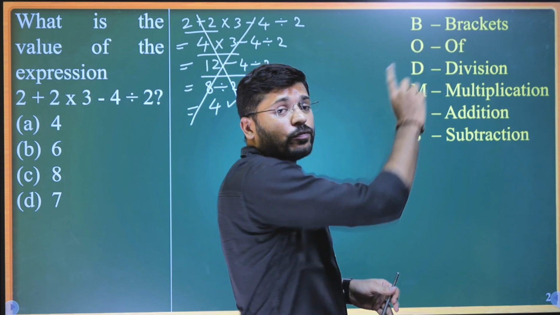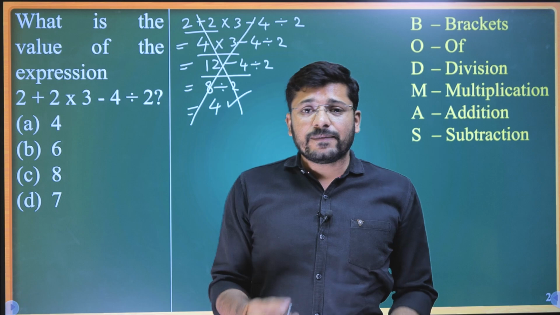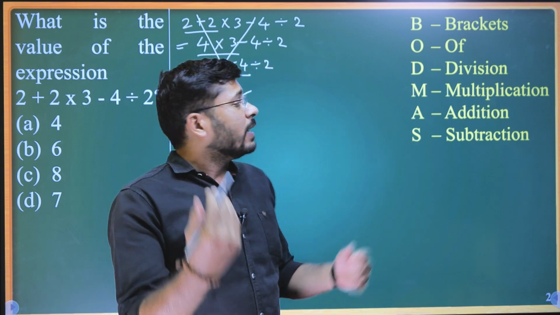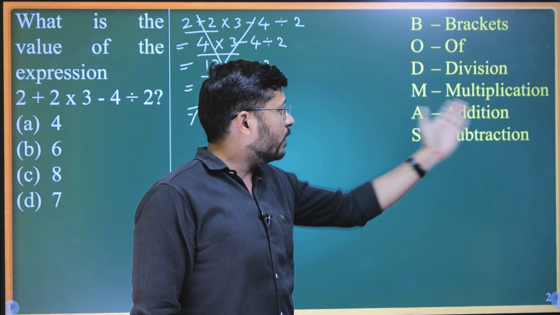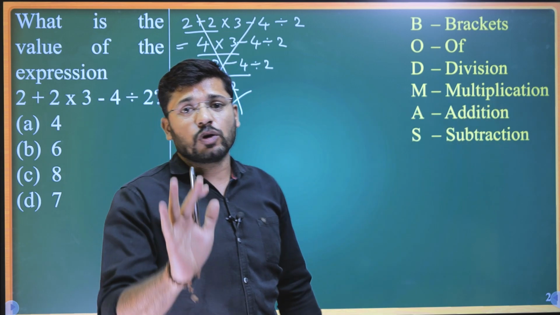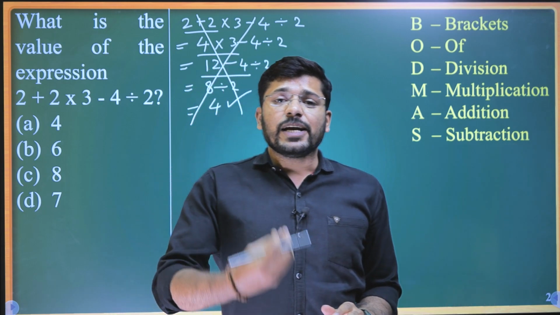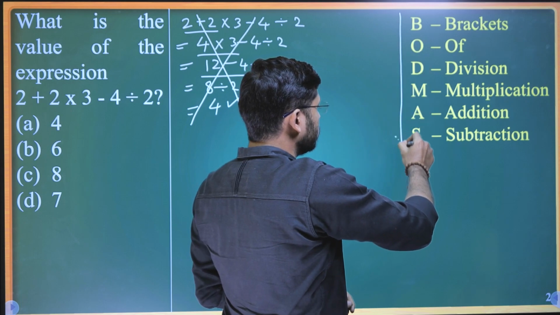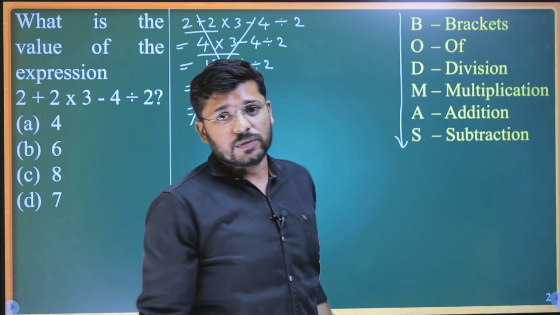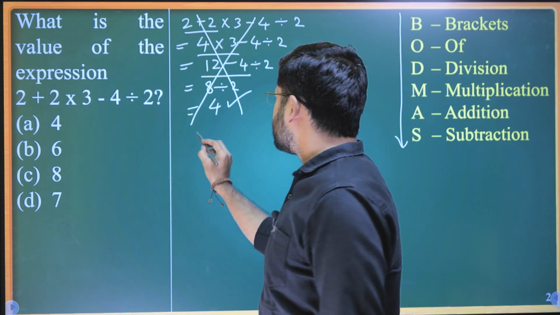The first operator that we will solve is brackets. In this context, there are no brackets. If there were brackets, we would solve them first. Second would be 'of'. Third, division. Fourth, multiplication. Fifth, addition. And finally, we will solve the operator of subtraction. This is how we need to solve any mathematical expression, in this order. Start with this one, end with this one. So we will use the BODMAS rule to solve this expression.